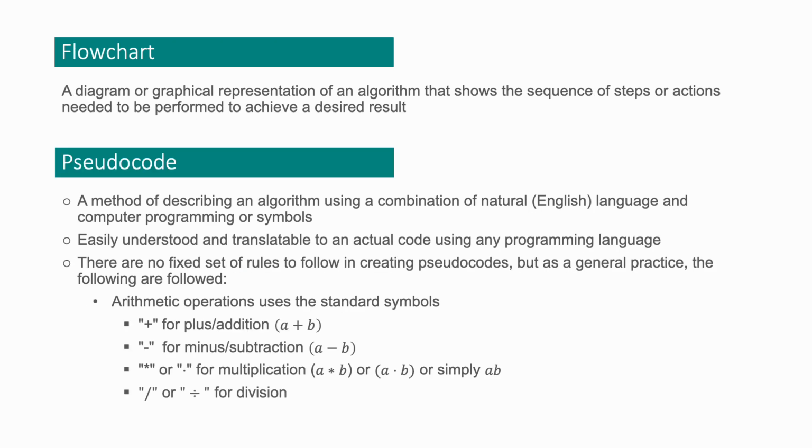A flowchart is a diagram or a graphical representation of an algorithm. It shows the sequence of steps or actions that need to be performed to achieve a desired result. A pseudocode, on the other hand, is a method of describing an algorithm using a combination of natural English language and computer programming symbols. A pseudocode is easily understandable and translatable to actual code using any programming language.